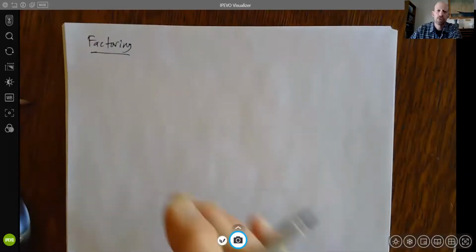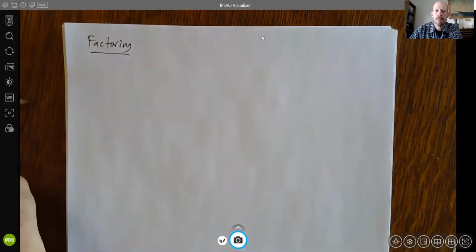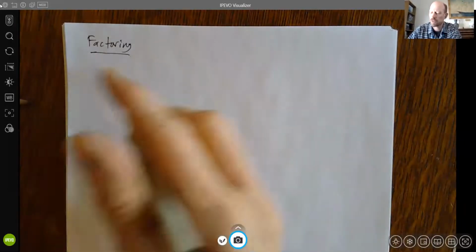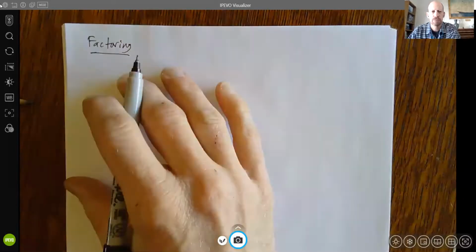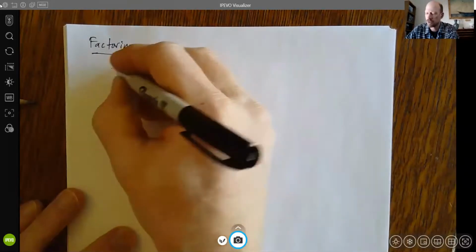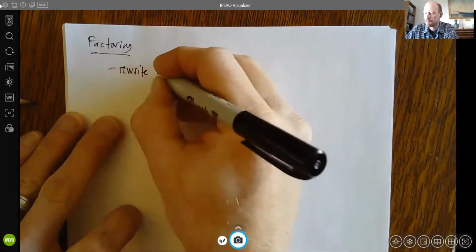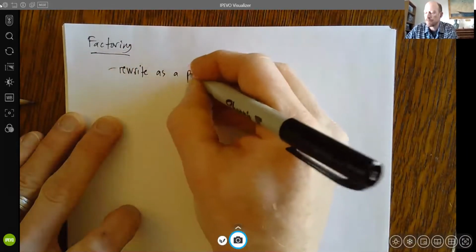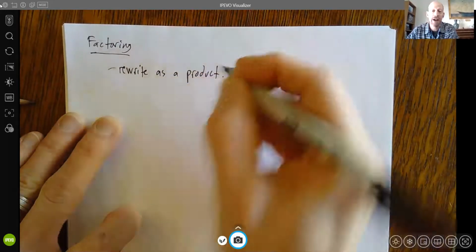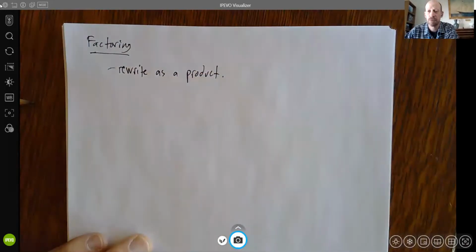Okay, so factoring is rewriting something as a product. So that's really when you're asked to factor, what they're asking you to do is to rewrite it as a product. So it's always important to know what you're actually being asked to do, right?